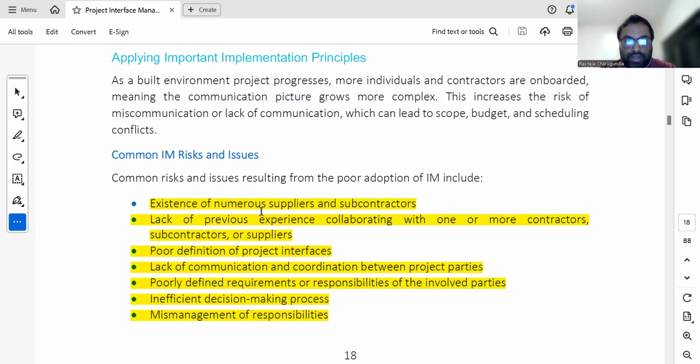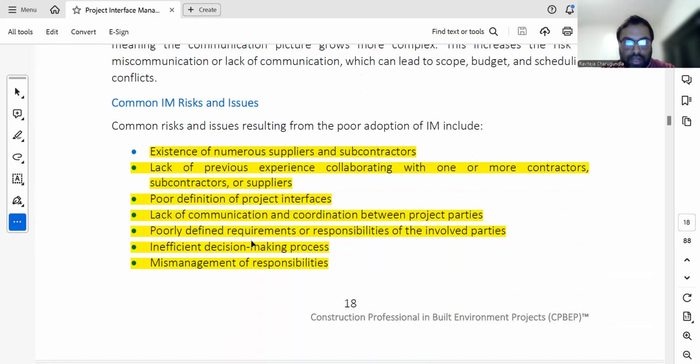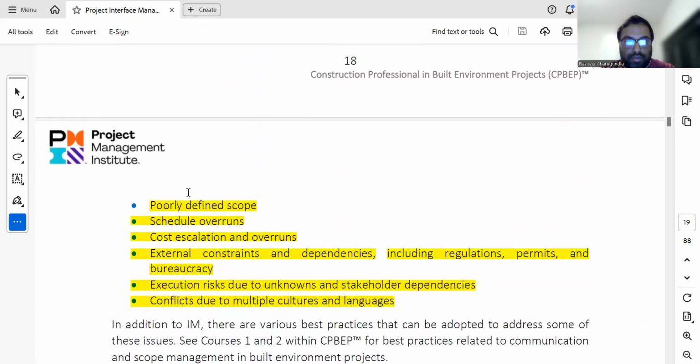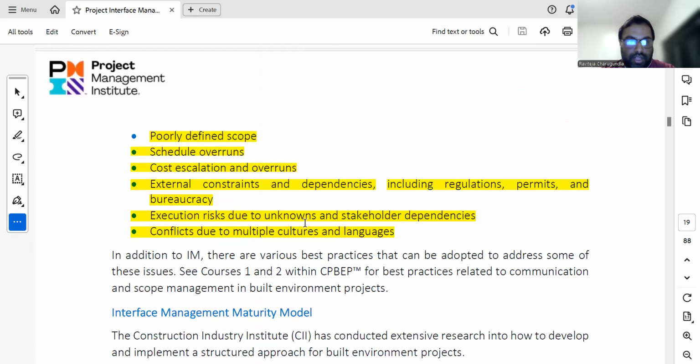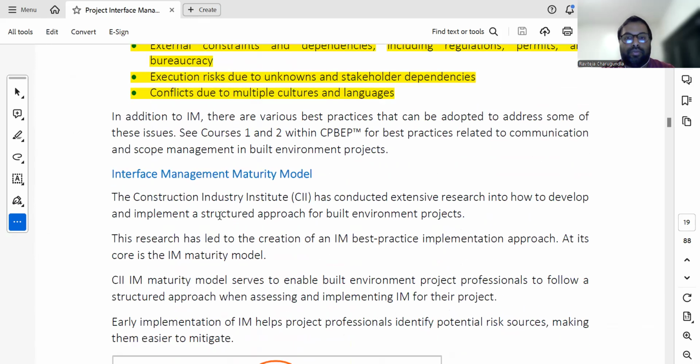So these are the common risks: the existence of numerous suppliers and subcontractors, lack of previous experience collaborating with one or more coordinators, poor definition of project interfaces, lack of communication and coordination between project parties, poorly defined requirements or responsibilities of the involved parties, inefficient decision making and mismanagement of responsibilities, poorly defined scope, and schedule overruns. So these are the aspects.